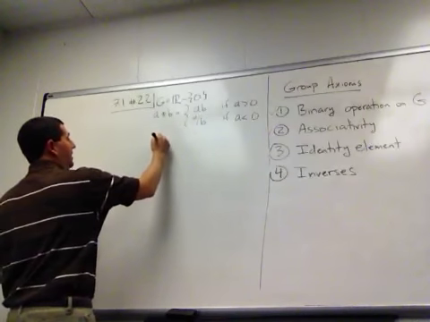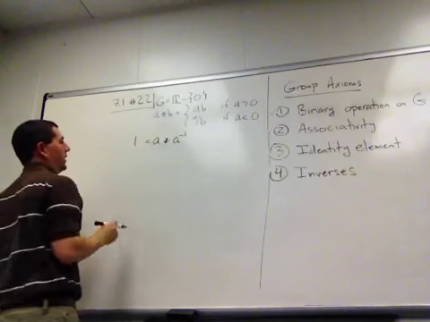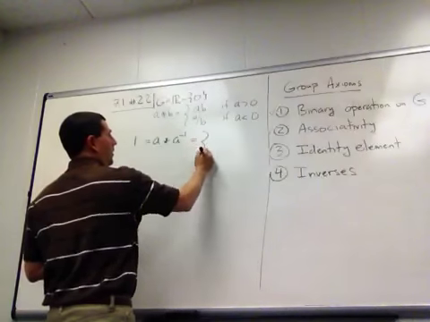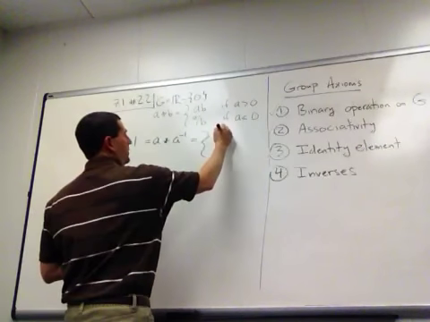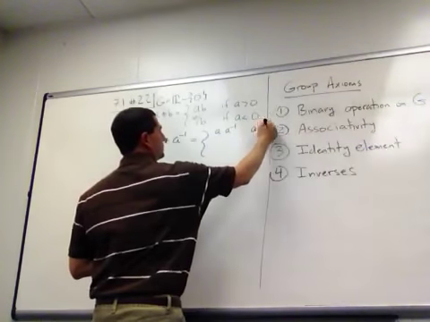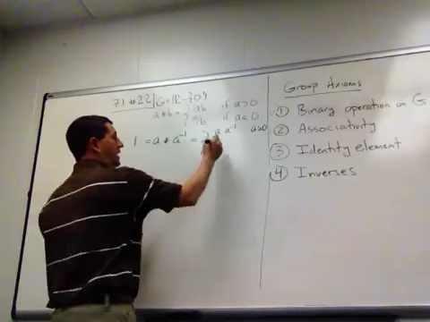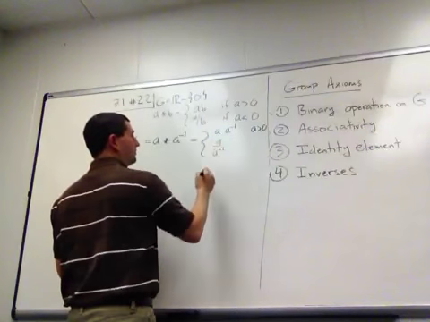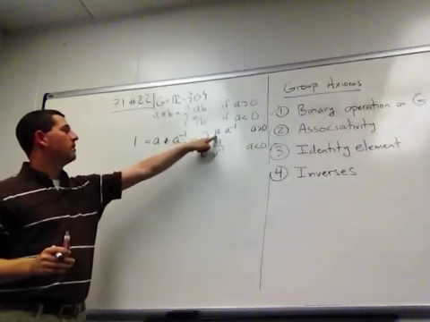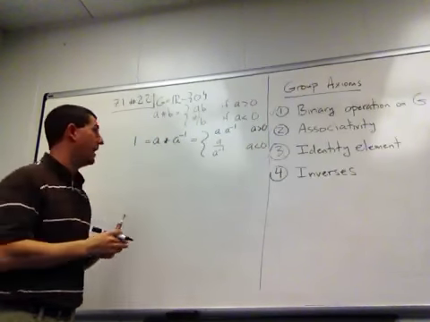So, if I had such an element, we would call it something like A inverse. And when I star them, I should get 1. Now, if A is positive, then you know this is just going to be A times A inverse, whatever that number is. And if A is negative, then this will be A divided by A inverse. Okay, well, what number do I multiply A by to get back to 1? Well, it's going to be 1 divided by A.